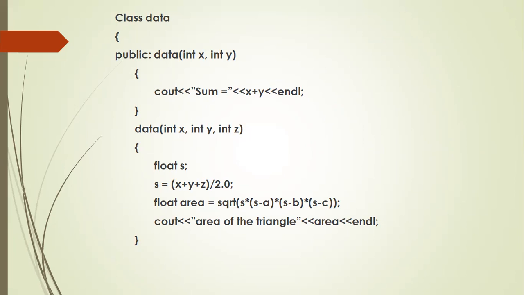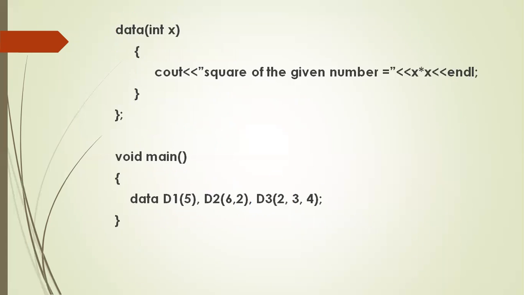In this case, instead of a, b, c, we are having x, y, z. So float s equal to x plus y plus z by 2. Then float area equal to square root of s into s minus a into s minus b into s minus c, and display with cout: area of the triangle equal to the value of area. Next, you write one more constructor with one parameter called x. The purpose of that function is to find the square of the given number. So square of the given number equal to x into x.